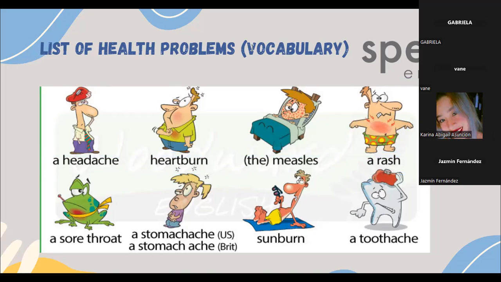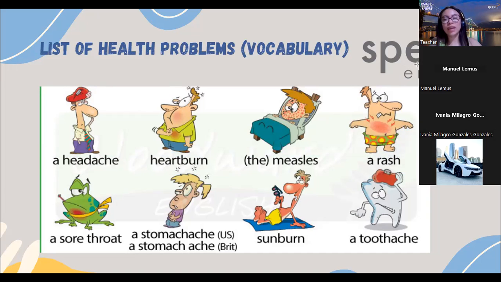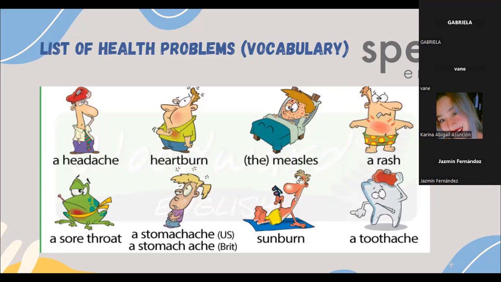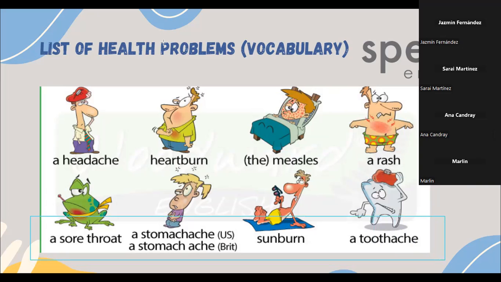And you can see in the pictures, what are these problems? Headache. Heartburn is when you have indigestion, right? And maybe you can drink Pepto-Bismol when you have this. You feel something in your stomach. Or the measles, look at the kid, or a rash, right? Look at the man, he has a red area on the skin. And now we have these four. And in these other four, let me ask Sarai, can you help me read the last four, please?